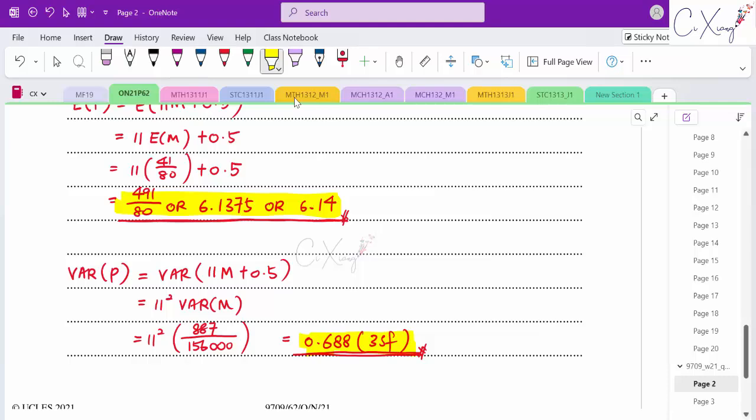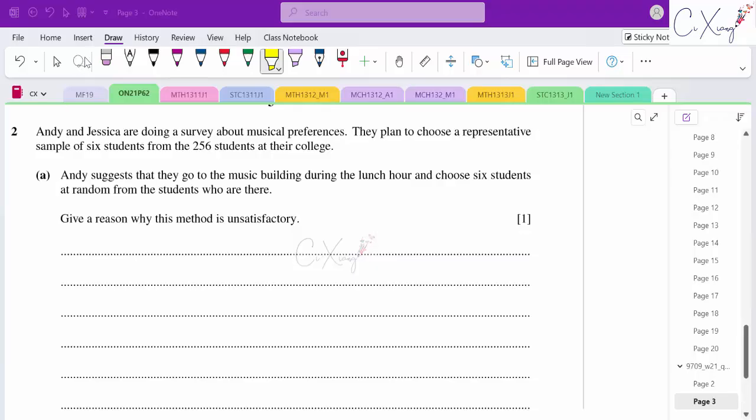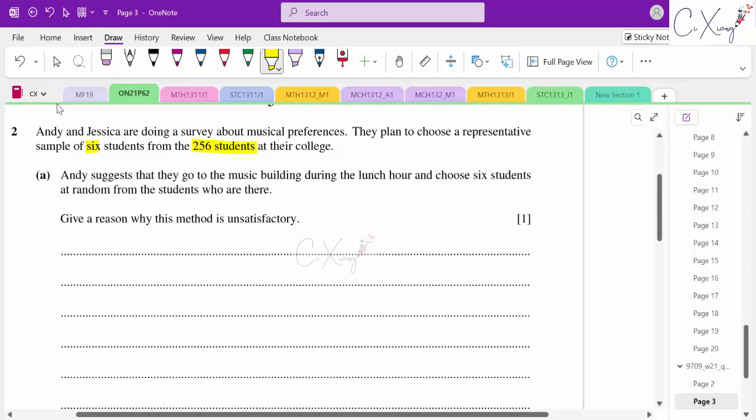Right, so this is how we solve question number 1. Question number 2. Andy and Jessica are doing a survey about musical preference. They plan to choose a representative sample of 6 students from the 256 students at their college. So they are in the college, yeah. So they want to carry out a survey. Andy suggests that they go to the music building during the lunch hour and choose 6 students at random from the students who are there. So give a reason why this method is not satisfactory.